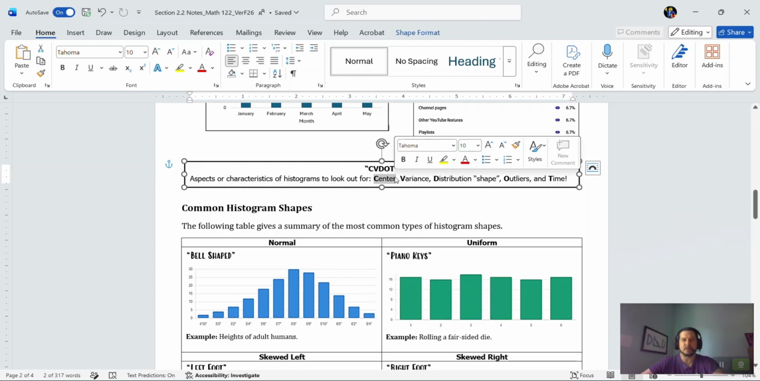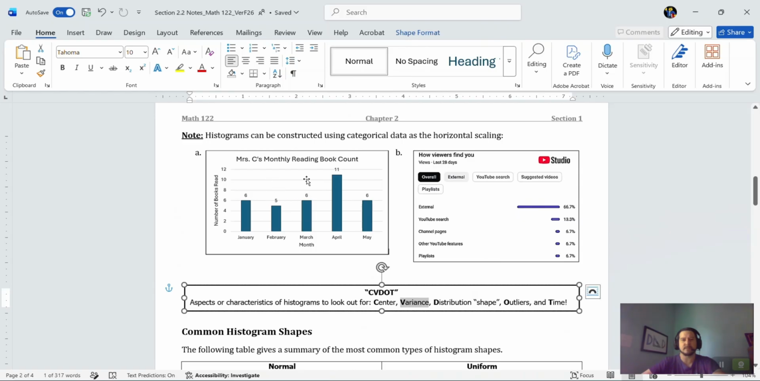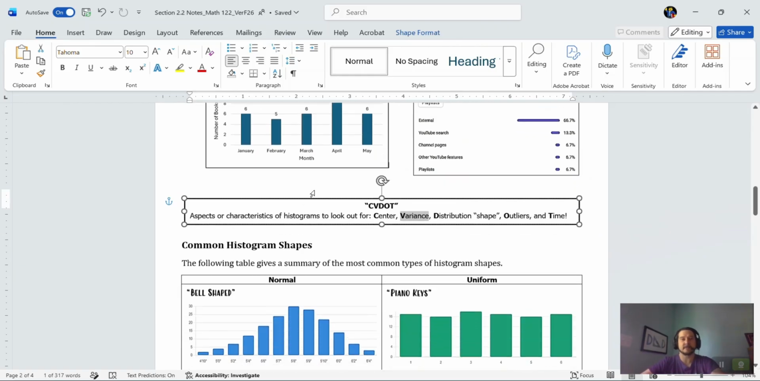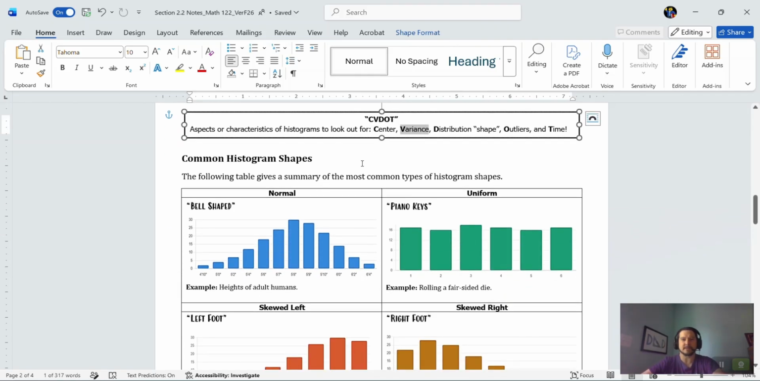Center, I think you could introduce the idea behind that in this section, although it's not until chapter 3 that we get down to actual mean, median, mode, and those versions of a center. You might be able to introduce the concept of variance. So for instance, with Mrs. C's monthly reading book count, we could think of an average number of books, but also there's a little bit of wiggle to these heights. And that's what variance is: how the data points are spreading out when compared to the mean.